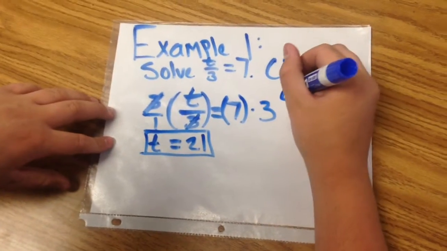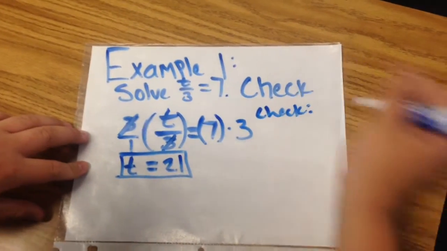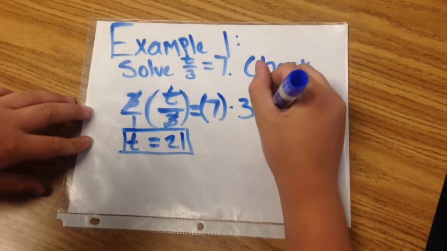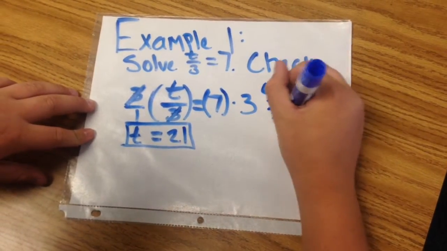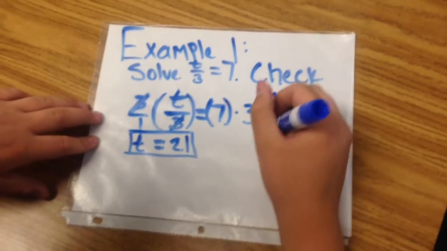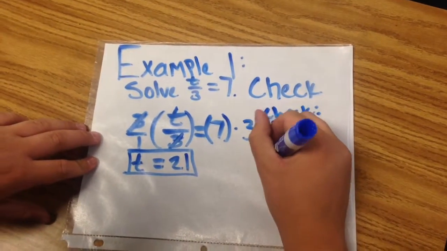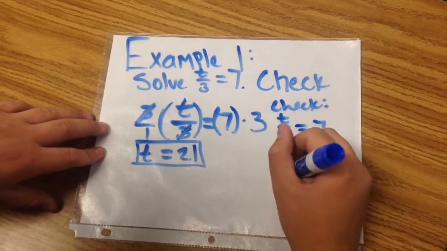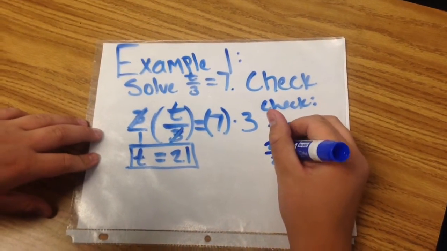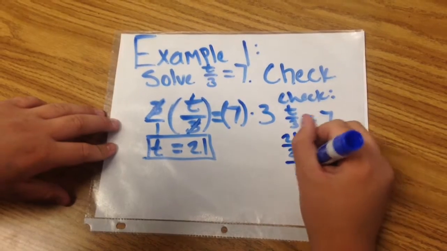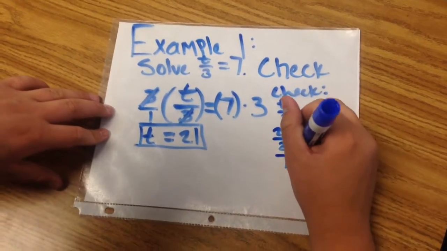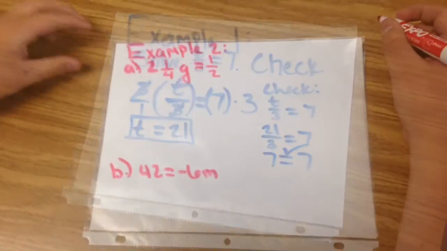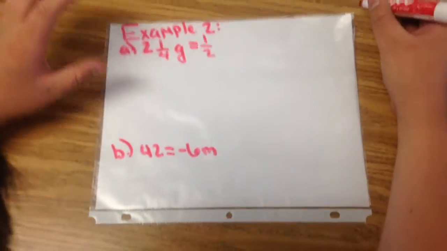Next you must check. So first rewrite the equation. t over 3 equals 7. And now you know that t equals 21, so 21 over 3 equals 7. Now solve for this, so 21 divided by 3 equals 7, so 7 equals 7, and it checks. Your answer is correct.